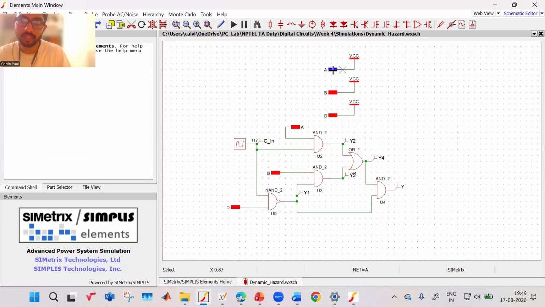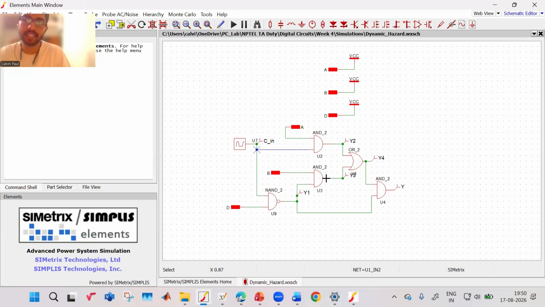So if you observe here, you have four inputs: A, B, C, D. A, B, D are all connected to VCC, which means all of them are connected to high. And you have the input C over here, which is going from 1, 0, 1, 0, and so on. And this is a complex circuit, right?